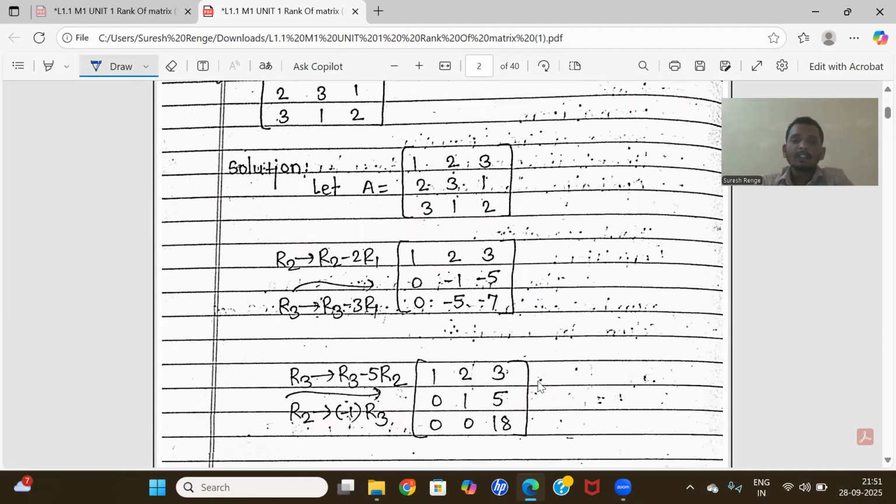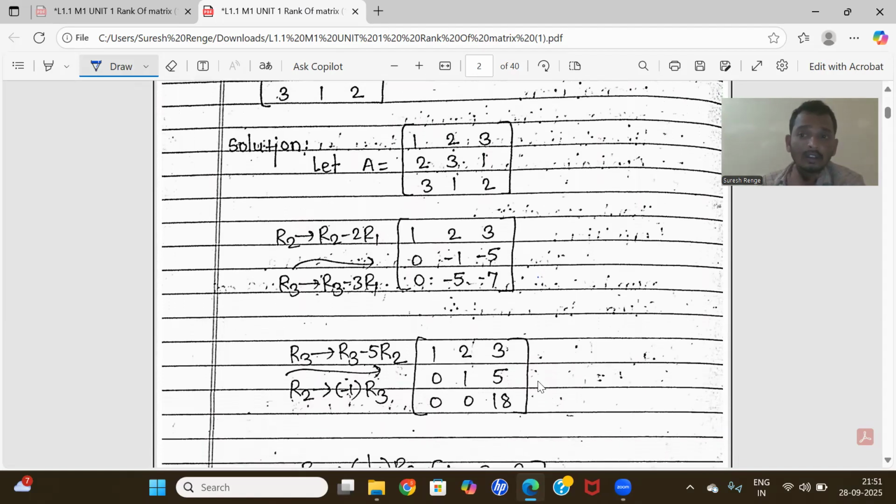Okay. Now, what are your observations? The work on the first row is over. Now go to row number 2. The leading element for row number 2 is minus 1. We want to make every element below it 0. जो कोई भी एलिमेंट R2 के लीडिंग एलिमेंट के नीचे है उस ऑल एलिमेंट को हमें 0 बनाने का है. So minus 5 is available here, and we want to make that minus 5 equal to 0.